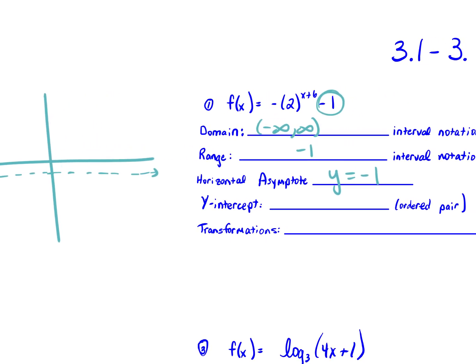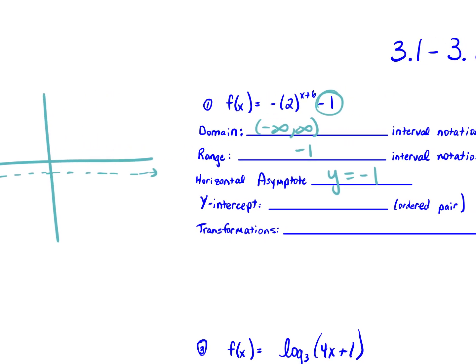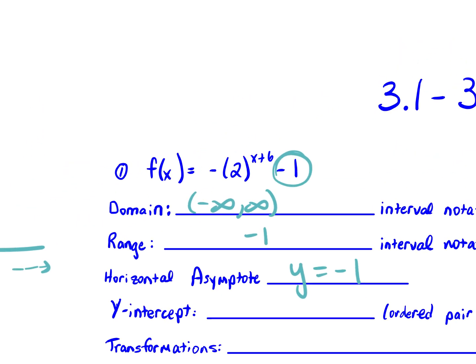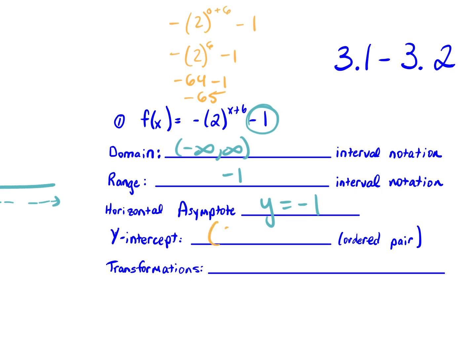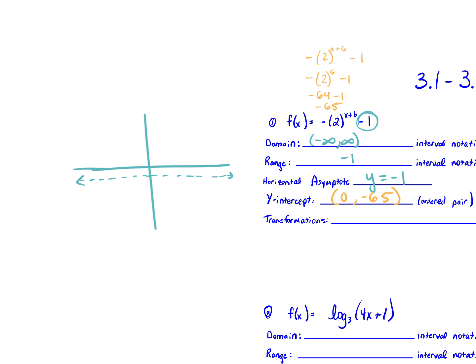How do we find the y-intercept? We've got to plug in 0 into the x. Perfect. So we have negative times 2 to the power of 0 plus 6 minus 1. So negative 2 to the power of 6. 2 to the power of 6 is 64. So negative 64 minus 1 would be negative 65. So our y-intercept would be (0, -65). So on our graph, we're going to stay at 0, go all the way down to negative 65, which would be down here. Way, way, way down there.